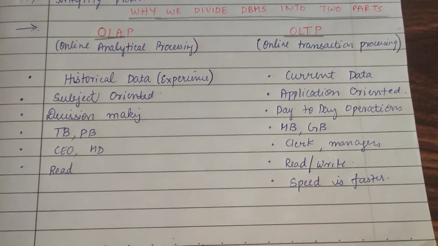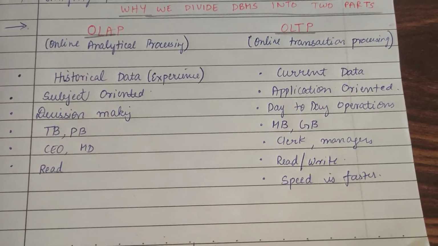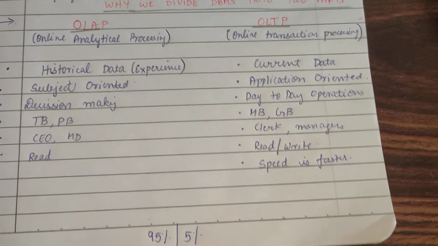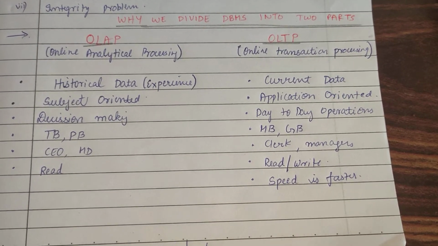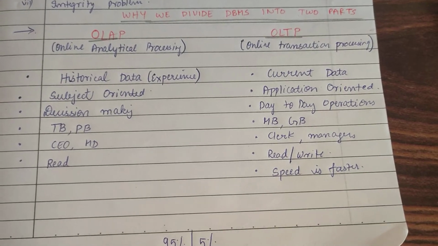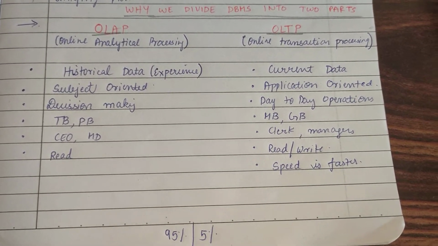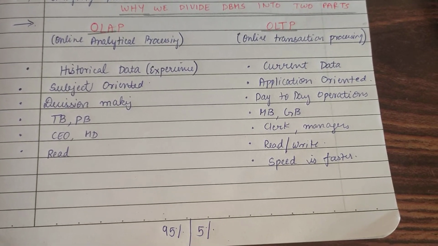Hello guys, today we are going to discuss why we are dividing DBMS into two parts. Actually, there are two parts in a database management system. The two parts are OLAP and OLTP. OLAP is online analytical processing and OLTP is online transaction processing. What are these two, and why are we segregating into two parts?